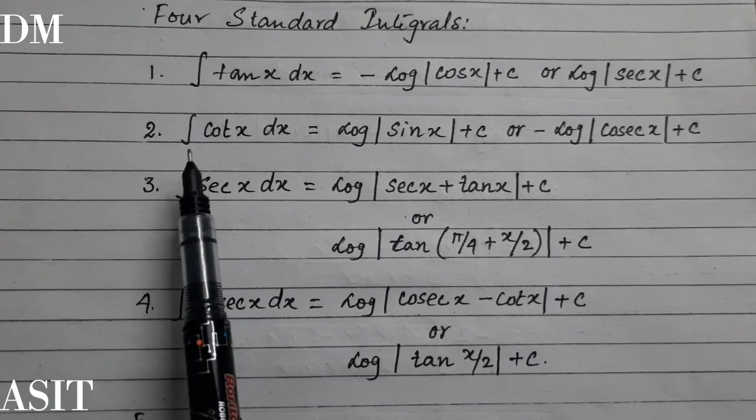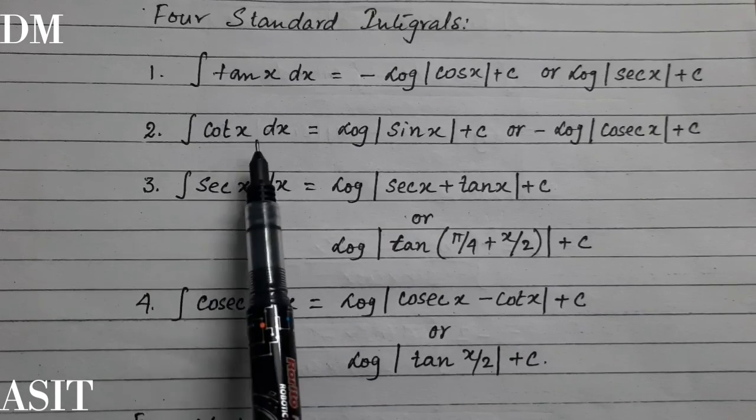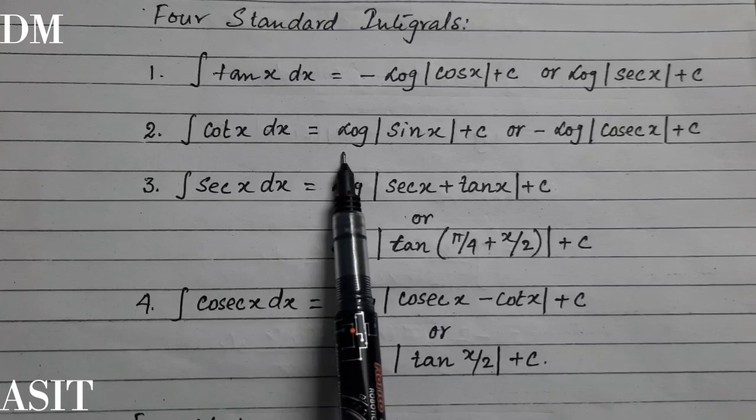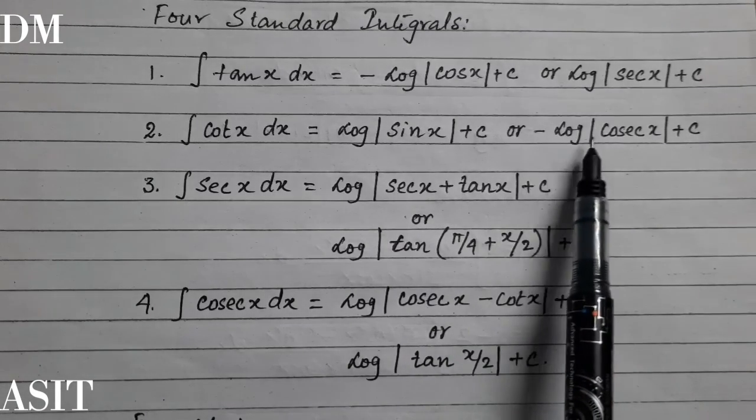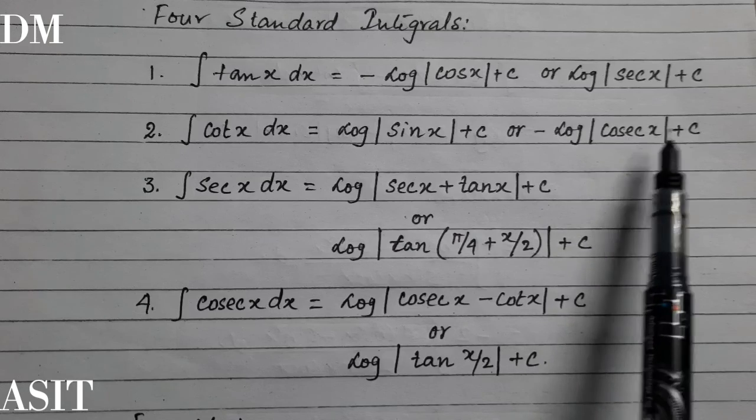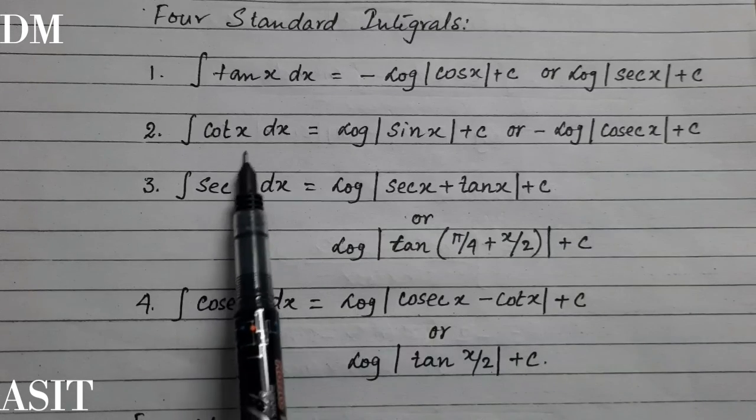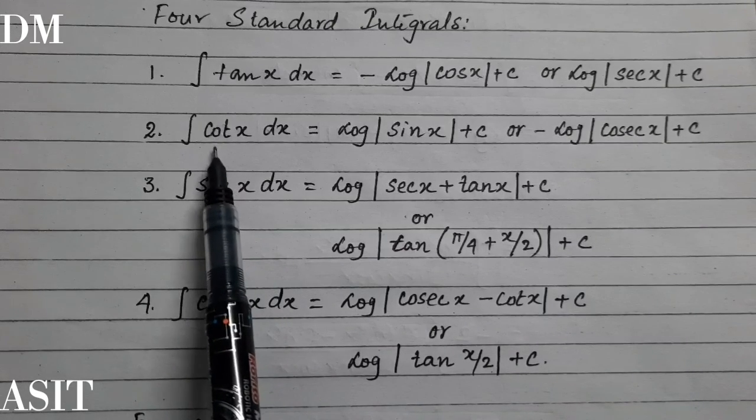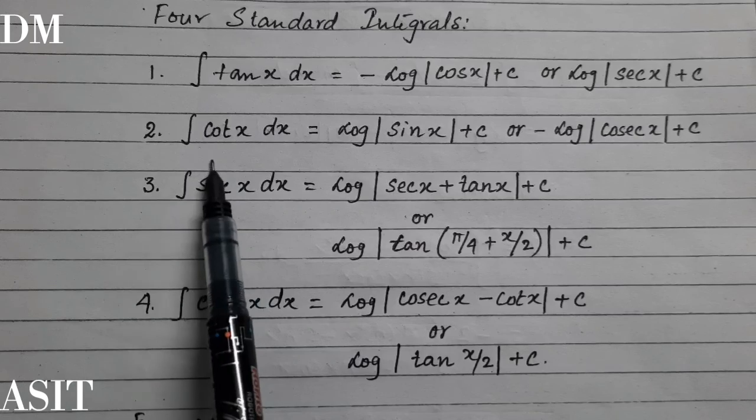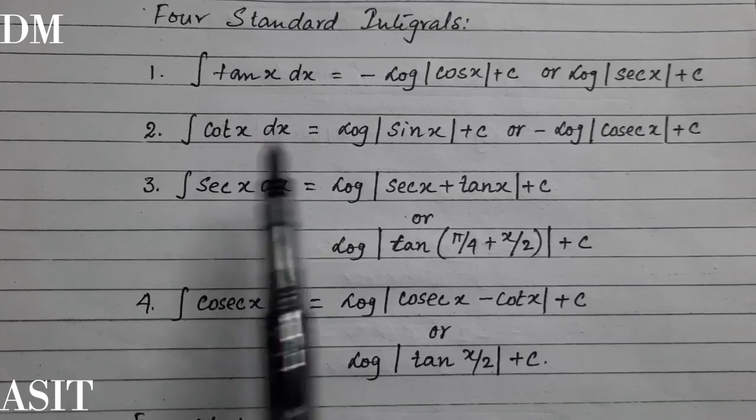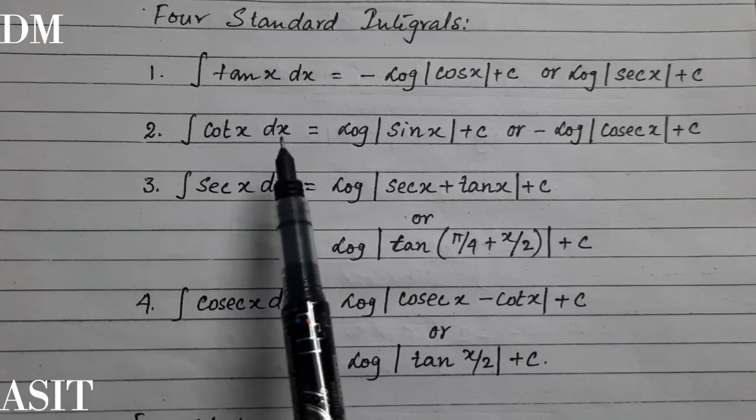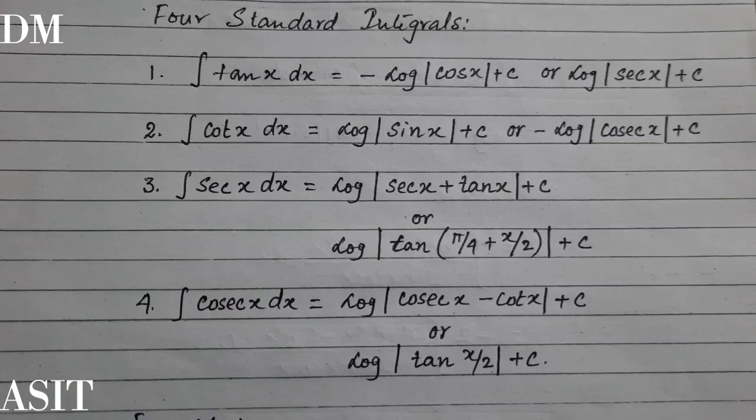Now let's see the second one. Integration of cot x dx will be equal to log of mod sin x plus c, or minus log mod cosecant x plus c. Here also we can write cot x as cos x by sin x, as we know. Then we can assume sin x as z. Now this proof is similar to the first proof.